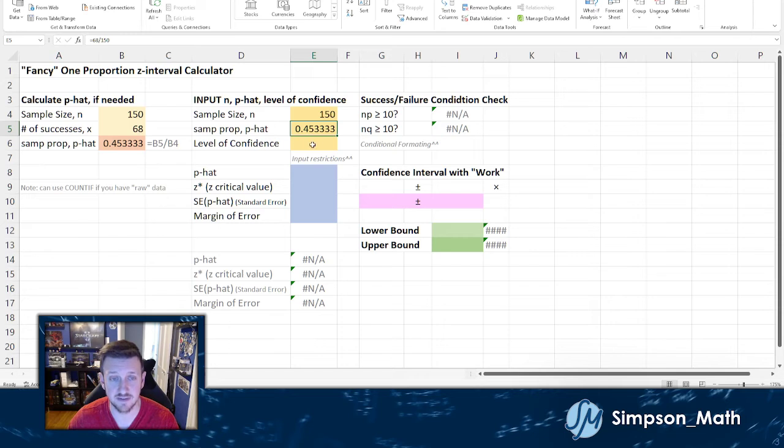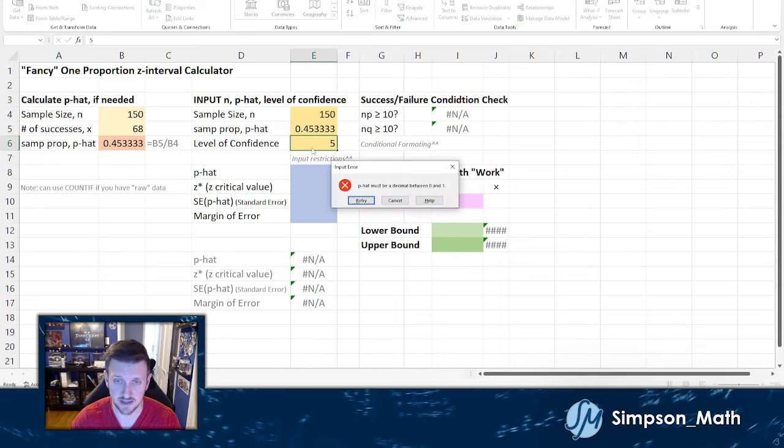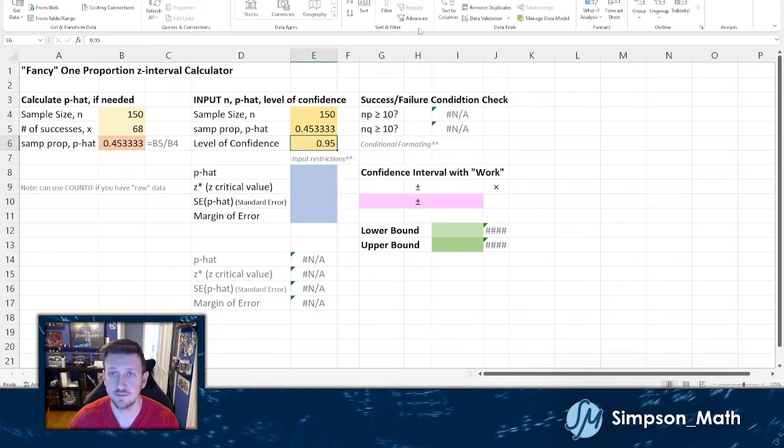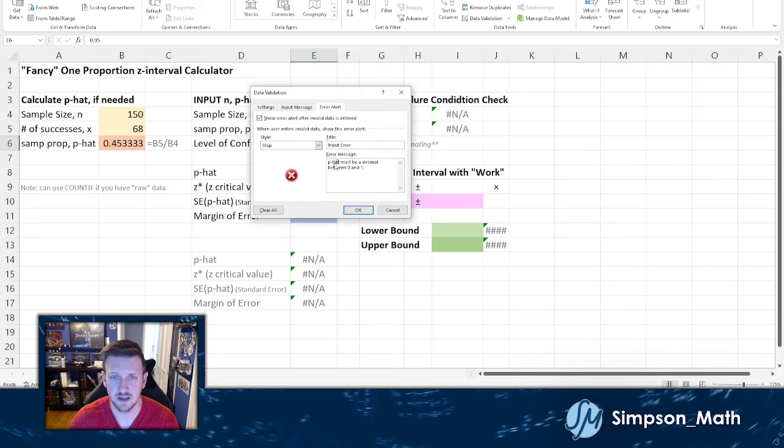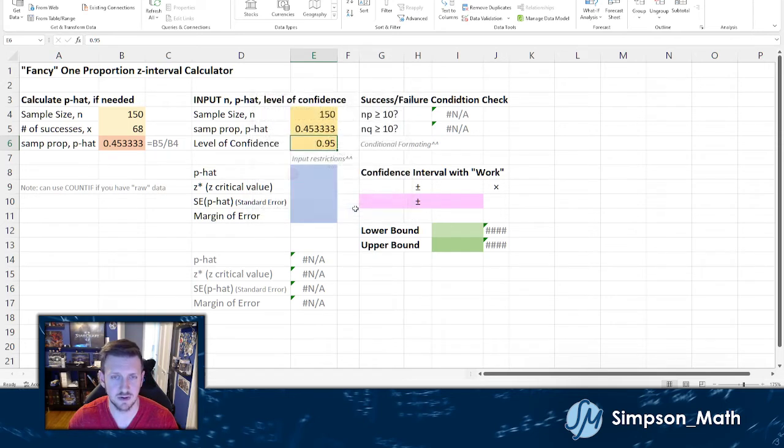And then the last thing is my level of confidence has the same restriction, so I'm actually just going to fill down, so you can drag that or do the fill down option. Put in my 0.95, and notice it has the same restriction. If I put in a 5, it's going to yell at me. It says p hat must be between 0 and 1. So I have the correct restriction. Let's go back to data validation and say that level of confidence must be between 0 and 1. All right, so there are my restrictions there.